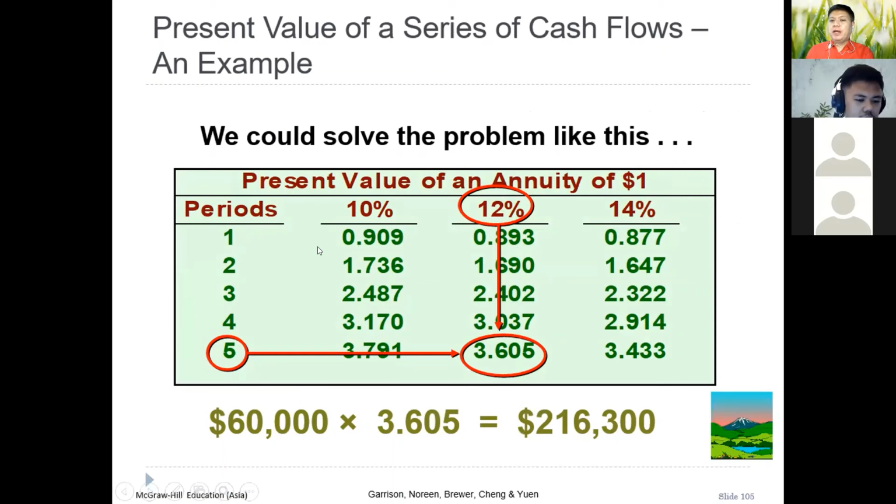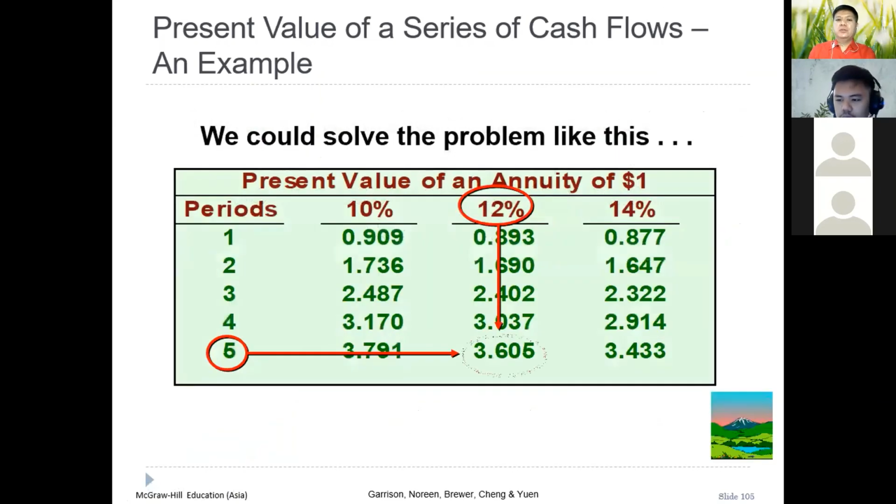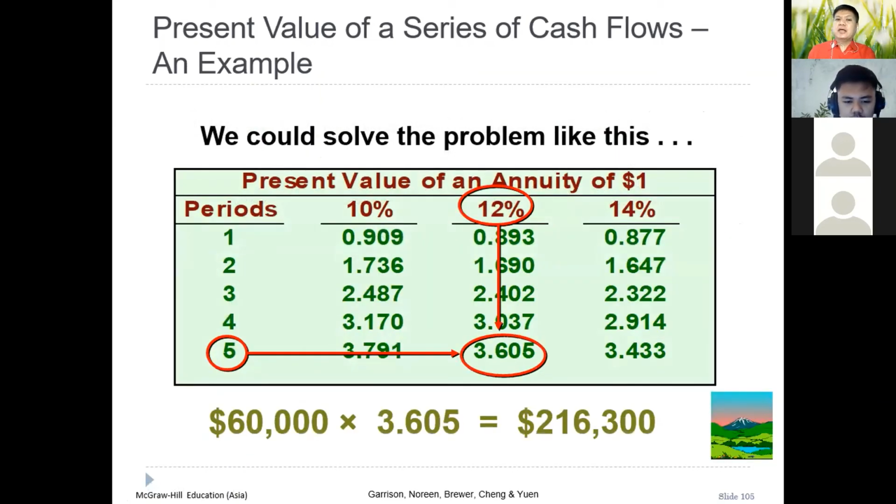Now, we can multiply each number by the corresponding present value factor. Okay, so you can do, how much is the installment? 60,000. So you can do 60,000 times 0.909, 60,000 times, what's the next PV factor? Then the other PV factor. Okay, pwede mong isa-isahin, or to do the shortcut, why don't you just get the total of those 5 present value factors? No, and the total is 3.791 if you're using a discount rate of 10%, or 3.605 if you're using a discount rate of 12%.